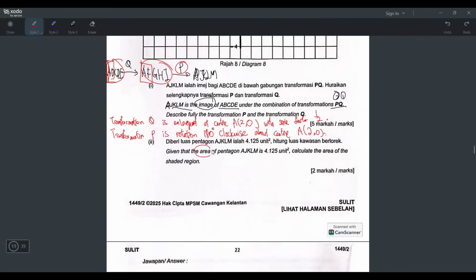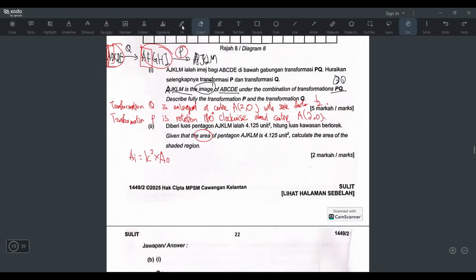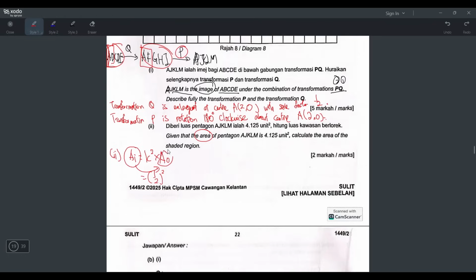Given that the area, okay, the moment I see the word area, immediately I know which formula: AI equals K squared times AO. Remember, in this chapter, transformation, whenever they mention area, mesti this formula one, mesti. Okay, so I don't even care what the soalan gives, automatically confirm will be using this formula. And the K I already know, that's the scale factor, 1 over 2 squared. Now they will either give you AI suruh cari AO, or maybe give you AO suruh cari AI, or maybe sometimes they want the shaded region area.